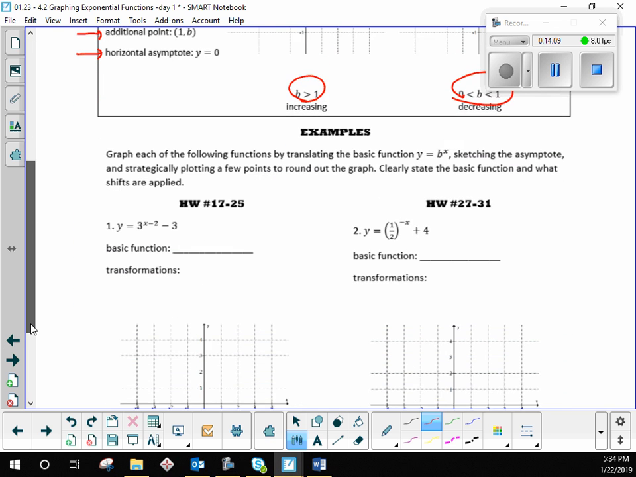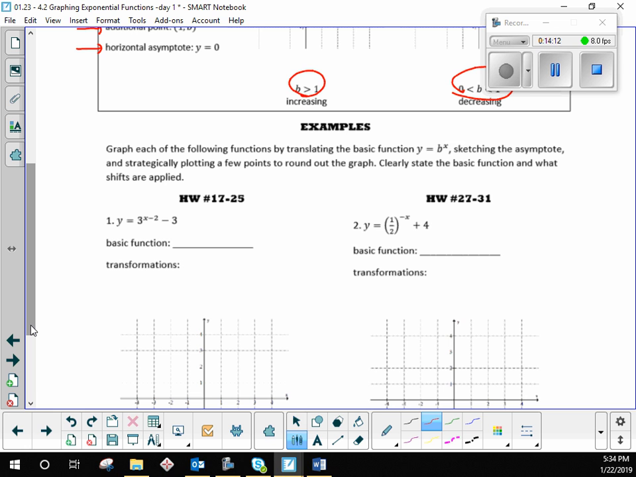Okay, so looking at these examples down here, it says graph each of the following functions by translating the basic function y equals b to the x, sketching the asymptote, and strategically plotting a few points to round out the graph. Clearly state the basic function and what shifts are applied. Okay, so here's where we do some transformations. You'll be glad to know this is not trading. This is transforming stuff left, right, up and down, and reflecting. So hopefully that'll be better on your psyche than trading was.